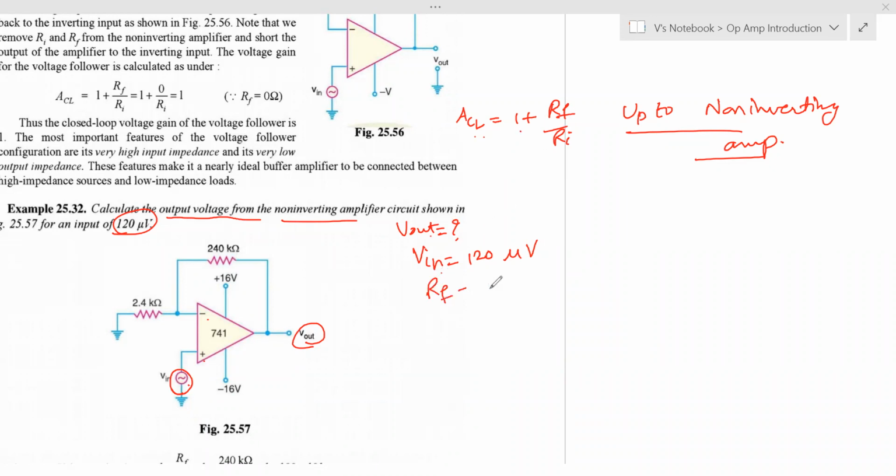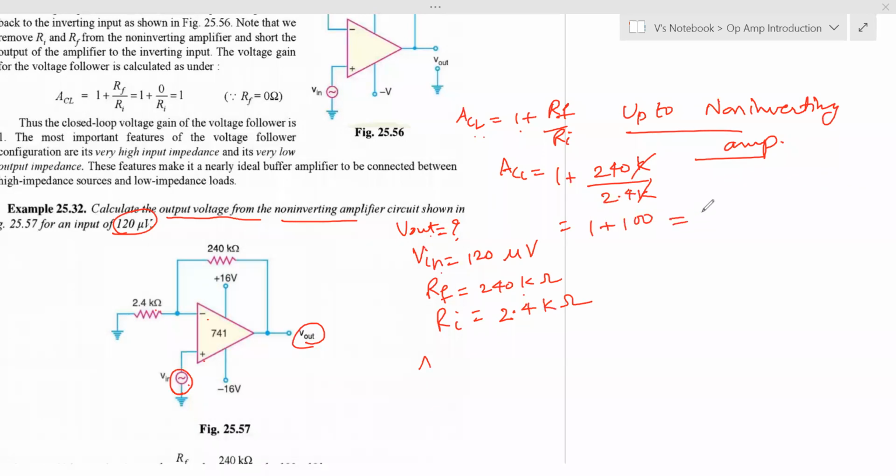What is the value of Rf? 240 kilo ohm. What is the value of Ri? Input resistor 2.4 kilo ohm. Substitute here. So ACL, the gain, equals 1 plus Rf, which is 240 kilo ohm, over Ri, which is 2.4 kilo ohm. The kilo will be cancelled. Solve this. It will be 2400 divided by 24. So 1 plus 100. Am I right? Yes, ma'am. So the gain will be 101.